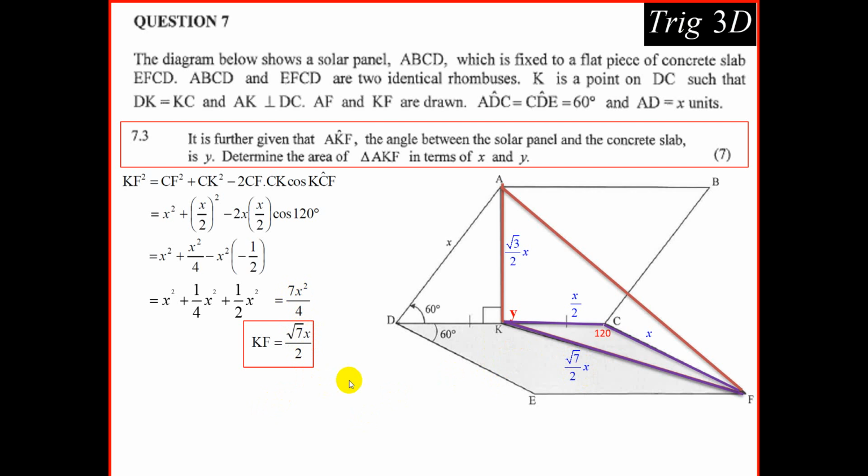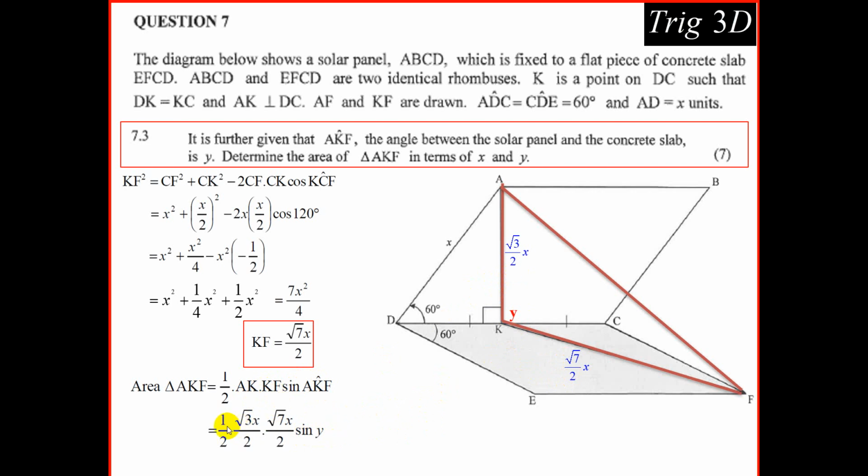Returning to the original question. Remember, the question was to find the area of triangle AKF. So we have the two adjacent sides to angle Y. So the formula will be half of root 3 over 2x times root 7 over 2x times sine Y. So we're using the area rule, which is half AK times KF times sine of AKF. And we're going to substitute AK because we have it to be root 3 over 2x. We're going to substitute KF as root 7 over 2x and sine of Y.